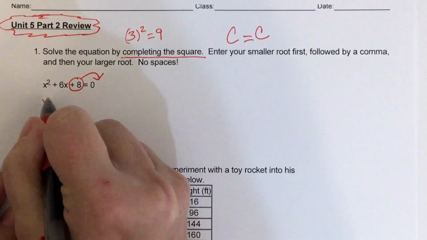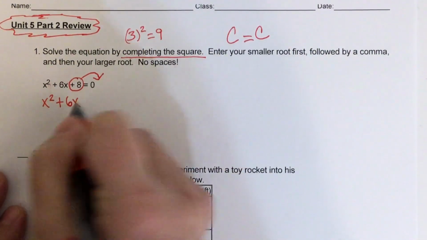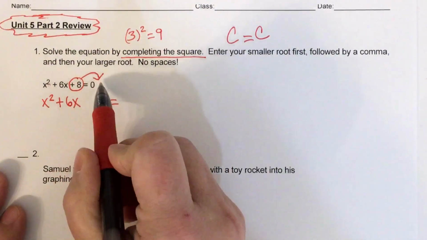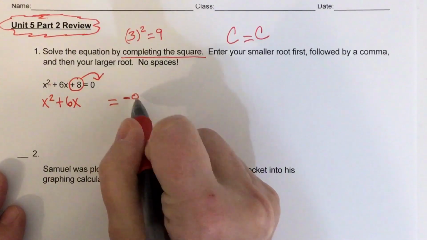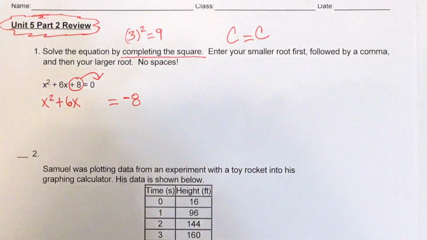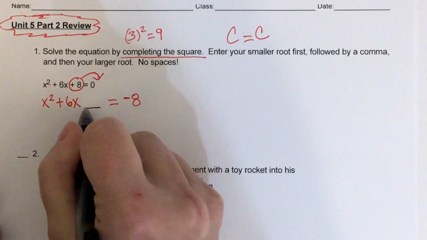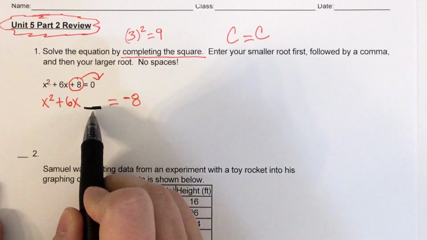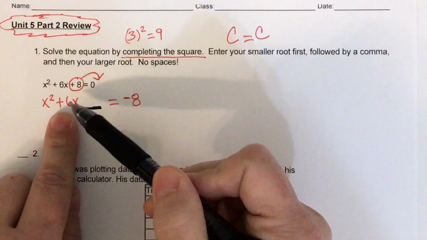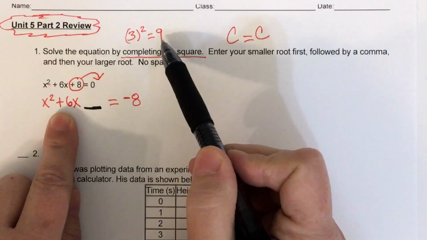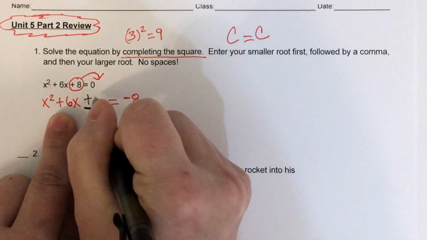So I would have x squared plus 6x on the left, and I'm going to leave some space. And I'm going to subtract it, so I would have negative 8 on the right. Okay, so now I have to figure out what I'm going to put back here to make this a perfect square trinomial. Well, I already figured that out. Half of 6 is 3, and 3 squared is 9. So I'm going to put a 9 back here.